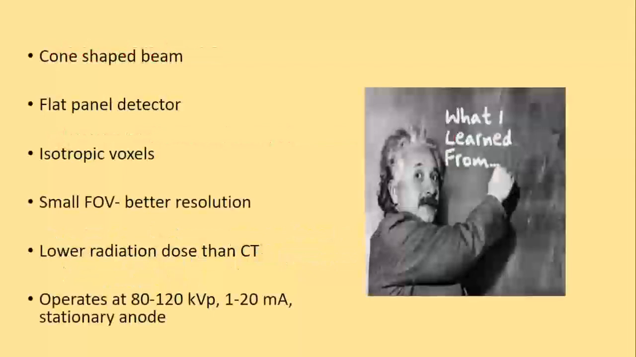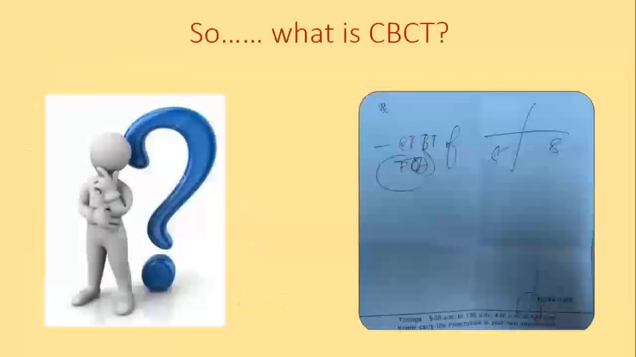So with this section, what we learned: we know CBCT has a cone-shaped beam. We use flat panel detectors. Very important, CBCT has isotropic voxels. I also want to put in here, we'll repeat this a little later, when you use a small FOV, you have a better resolution. Definitely a lower radiation dose than CT, right? That's all for now on this.